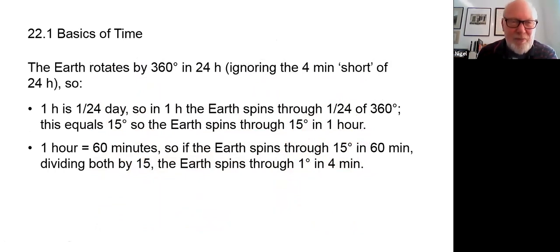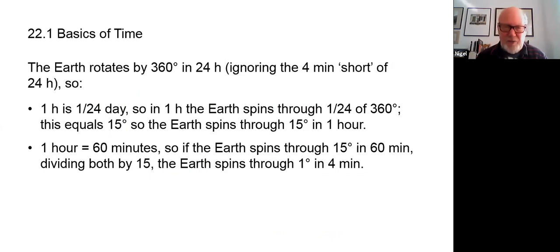Right, the Earth rotates by 360 degrees, one complete rotation, in 24 hours. Now, as I say, I'm ignoring the 23 hours and 56 minutes. Let's keep it at 24 hours. Makes the numbers easy. So 360 degrees in 24 hours. Now, 1 hour is 1/24 of a day. So in 1 hour, the Earth spins through a 24th of one complete rotation, which is 360 degrees. And if you divide 360 by 24, you get 15 degrees. So in 1 hour, the Earth spins through an angle of 15 degrees.